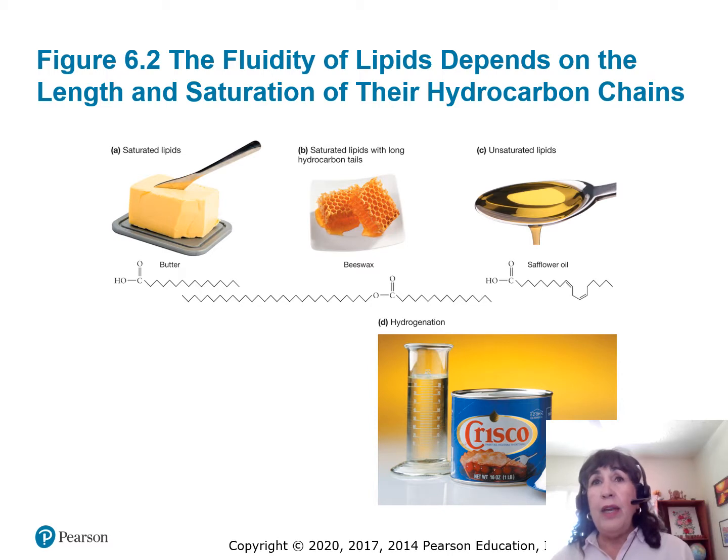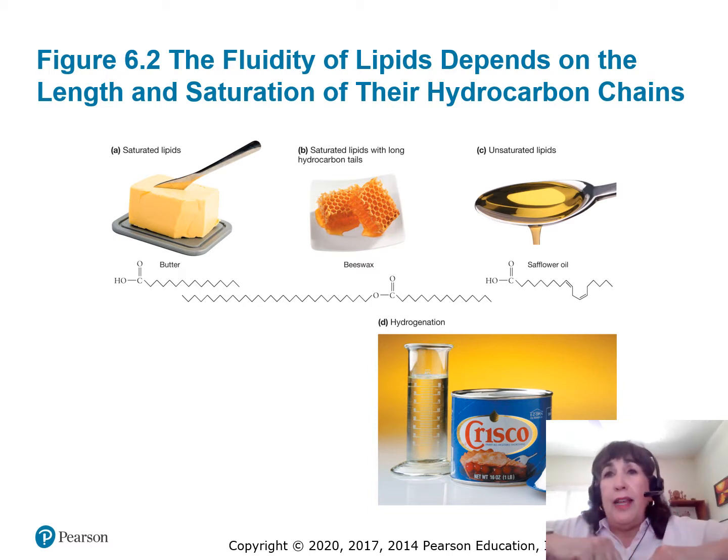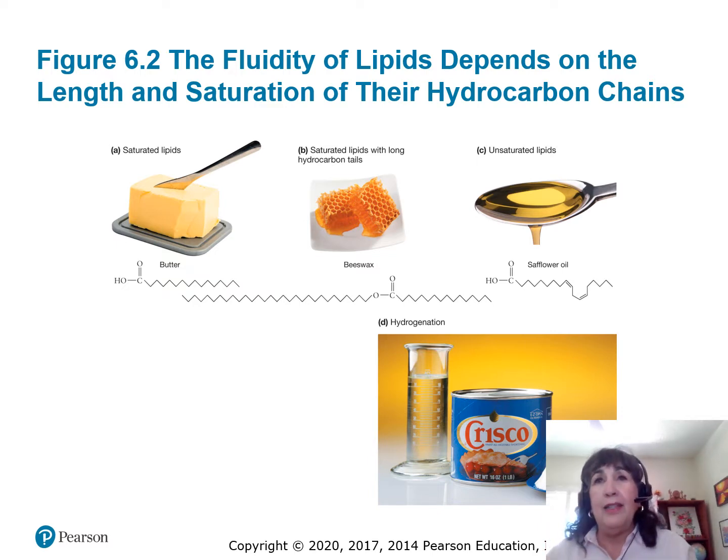And then at the very end you see safflower. Safflower has double bonds, and that's going to give us kinks. It's like me bending my elbows like this. No one can get close to me because my elbows are out like this. So it's less dense, and because of that, it's a liquid at room temperature.